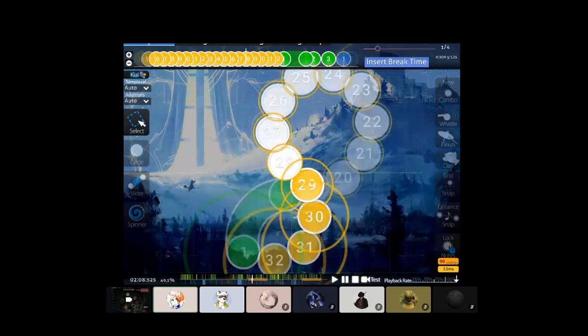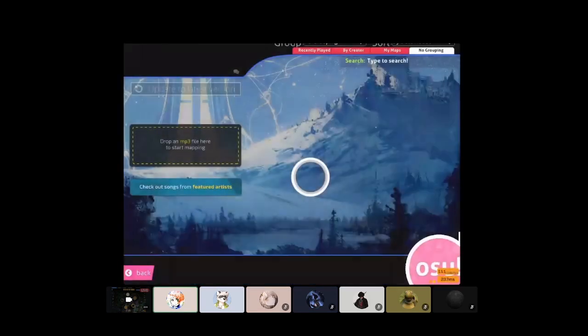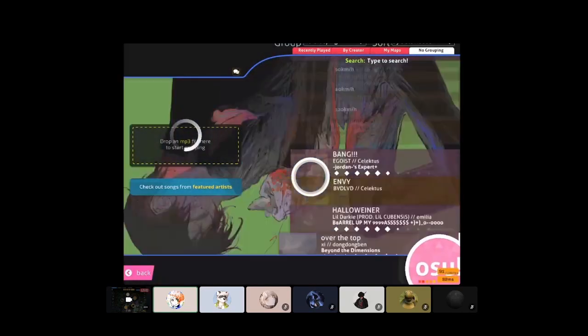A similar kind of thing is the case with alternator style maps. Now I need to find an alternator style map.